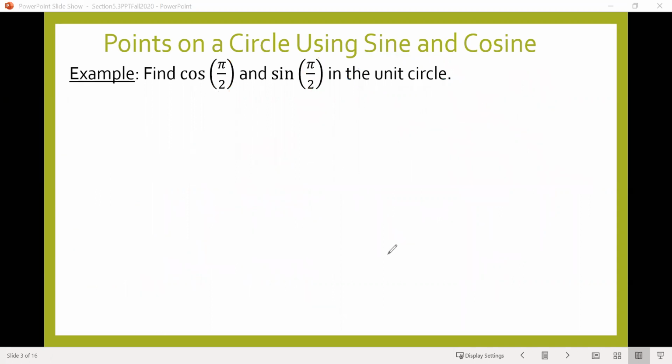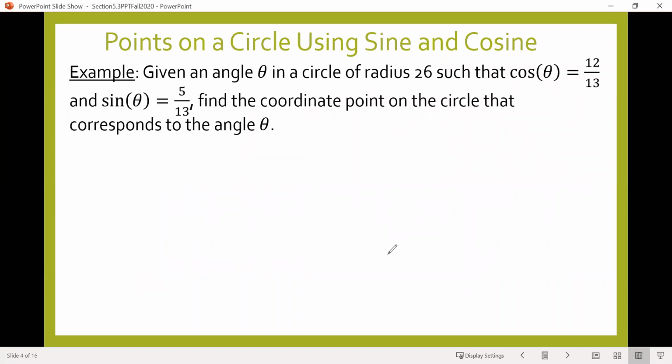Okay, let's look at another problem. Here, we're given an angle theta that's in a circle of radius 26. And we're given this time that the cosine is 12 over 13 and the sine is 5 over 13. What we need to do is find the coordinate point on the circle that corresponds to the angle theta.